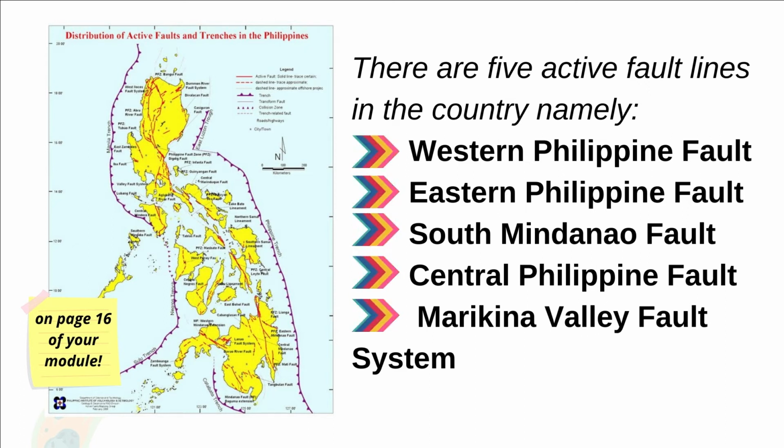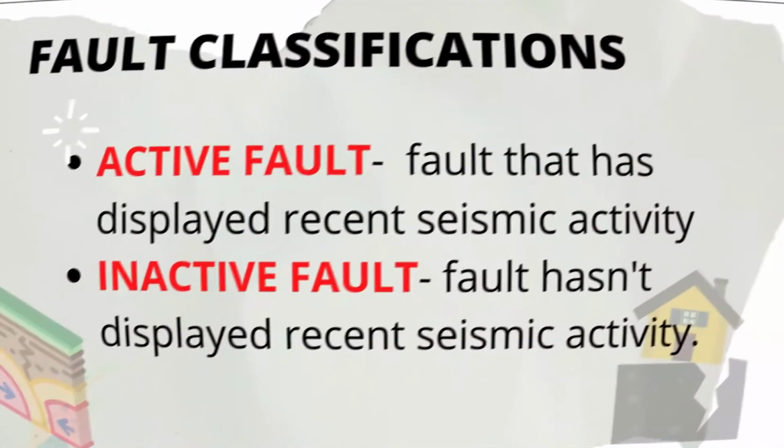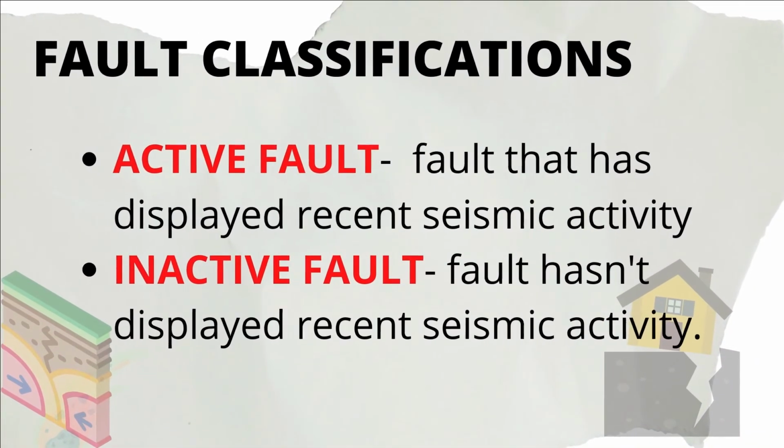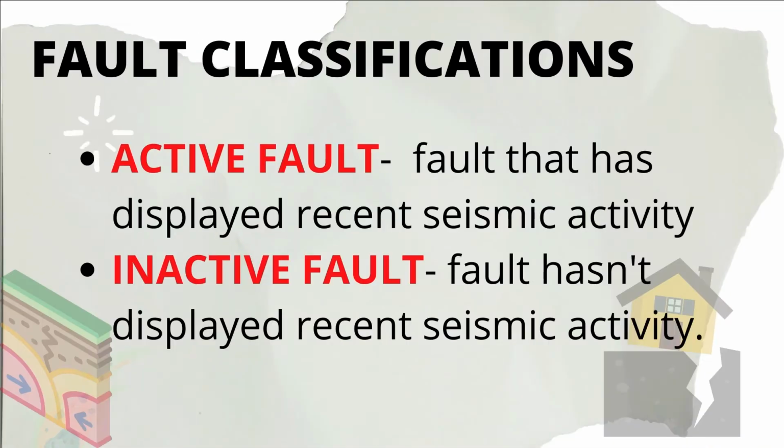There are 5 active fault lines in the country, namely Western Philippine Fault, Eastern Philippine Fault, South Mindanao Fault, Central Philippine Fault, and the Marikina Valley Fault System. Fault classifications. Active fault: fault that has displayed recent seismic activity. Inactive fault: fault hasn't displayed recent seismic activity.